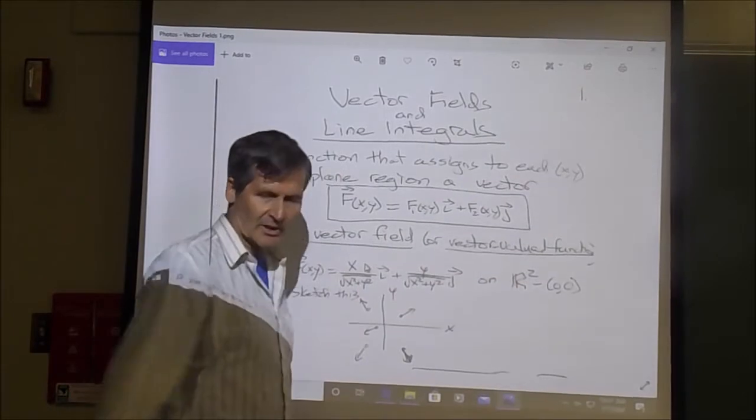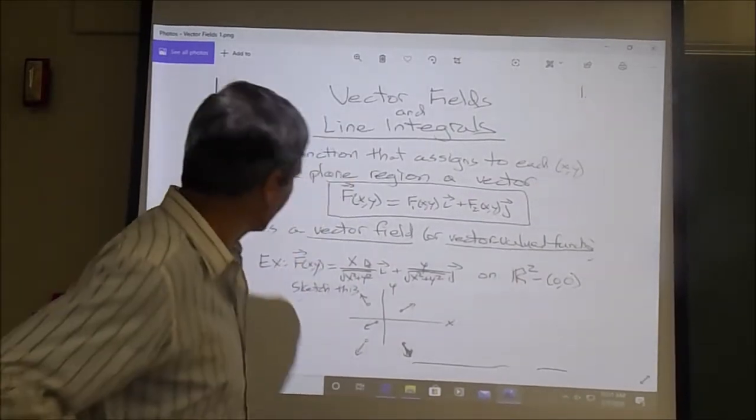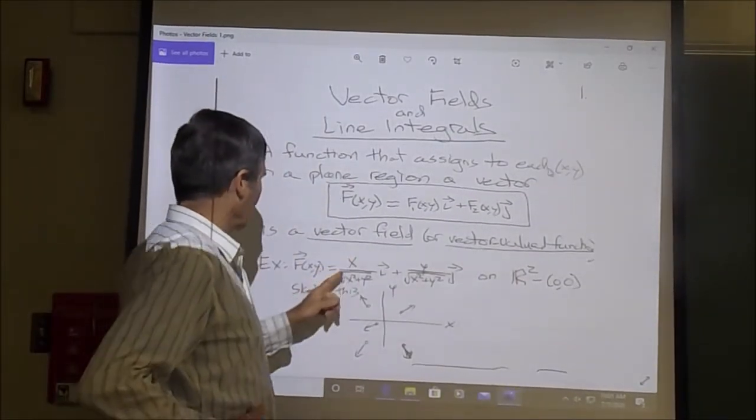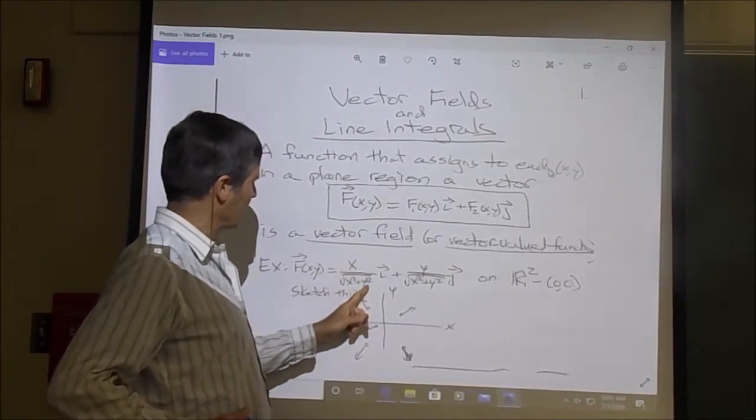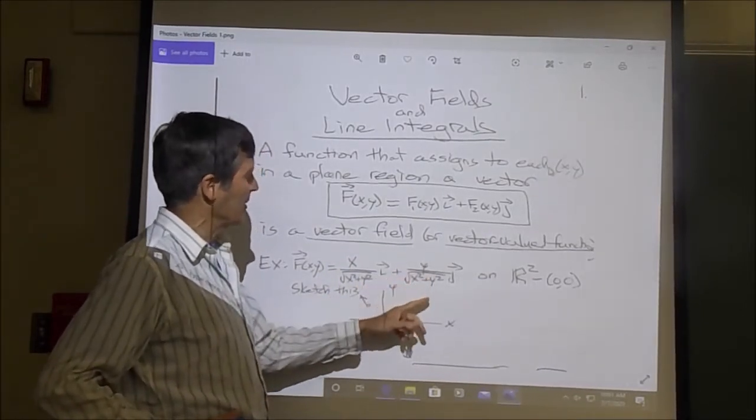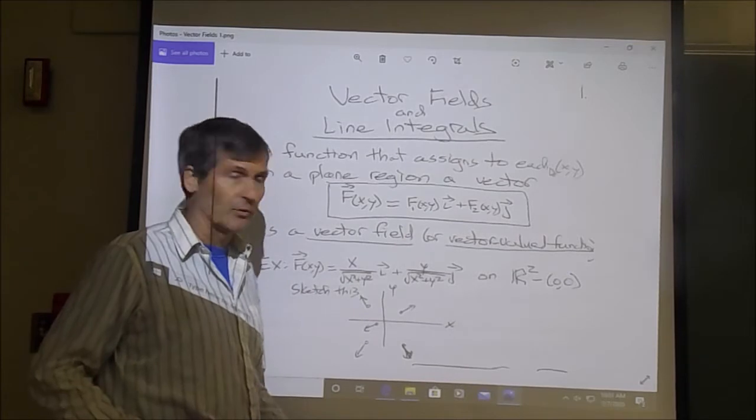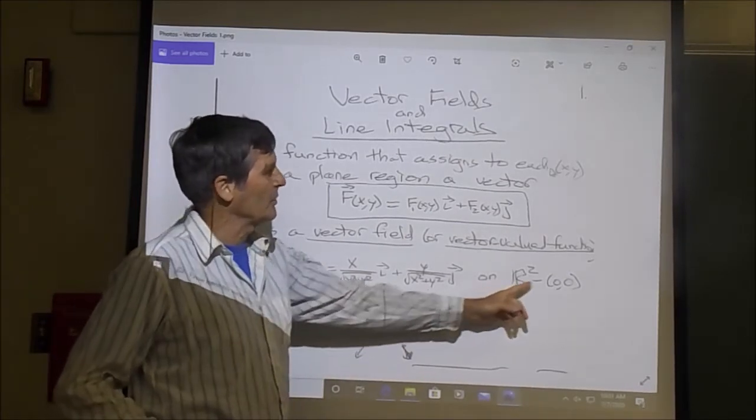How do I know how to sketch this one that looks like this function, x over square root x squared plus y squared i plus y over square root x squared plus y squared j? I know immediately how to draw it. And I'll say it's on R2 minus 0.